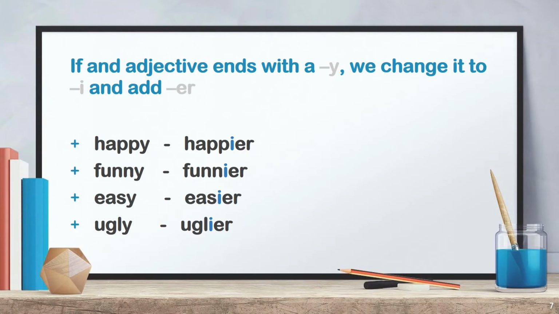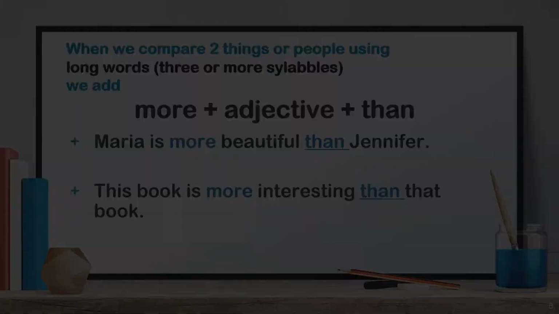If an adjective ends with a Y, we change it to I and add ER, like the adjectives in front of us. Happy, funny, easy, ugly. You see, we deleted or omitted the Y and then we changed it into I and then I added ER. So she looks happier than her sister. Here I changed the Y into I, then I added ER.